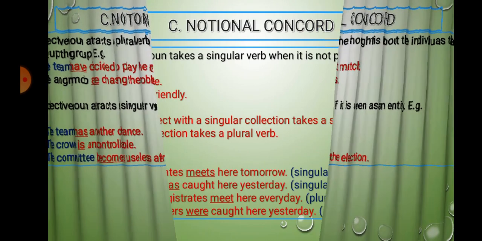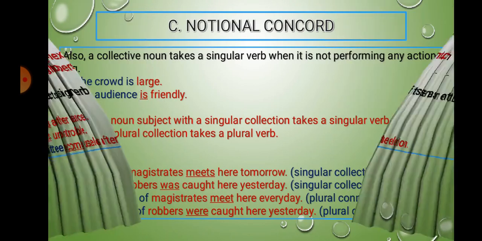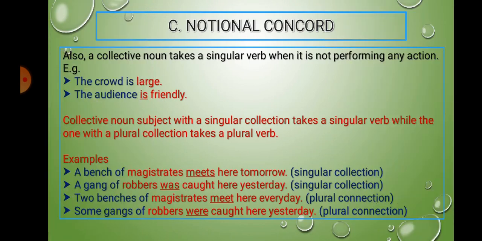Still on notional concord. A collective noun takes a singular verb when it is not performing any action. Examples are: the crowd is large. The entity formed by groups of people of different status, it's what is large. So the crowd is large.